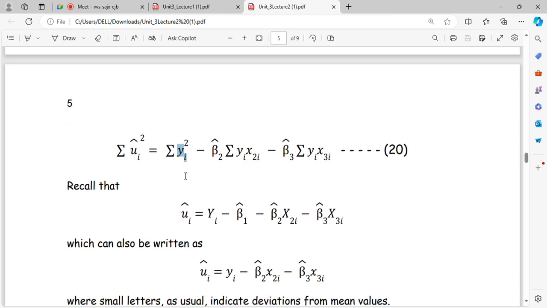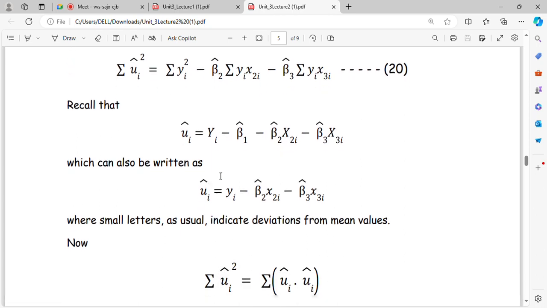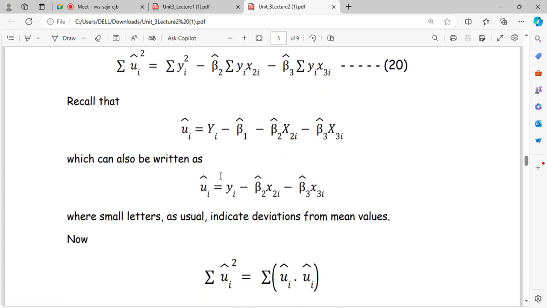এটা আমরা আগেও করে এসেছিলাম, এখানে আরেকবার দেখছি। আমরা জানি যে ui hat is equals to yi minus beta 1 hat minus beta 2 hat x2i minus beta 3 hat x3i, which can also be written in the deviation form. মনে করে দেখো যখনই আমরা deviation ফর্মে লিখতাম beta 1 hat আর থাকে না, right? In the deviation form beta 1 hat cancels out, that's why ui hat equals to small yi minus beta 2 hat small x2i minus beta 3 hat small x3i, where small letters as usual indicate deviations from mean values.